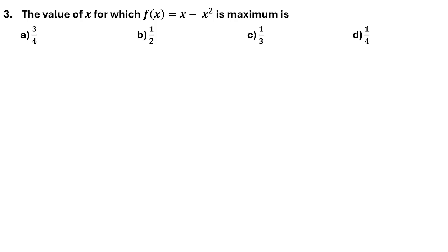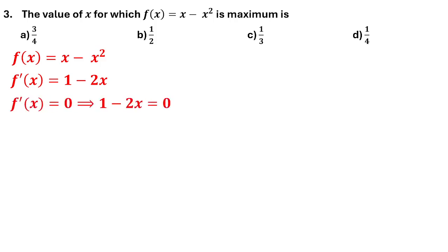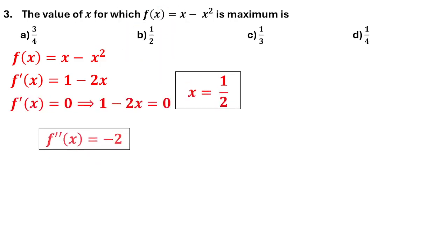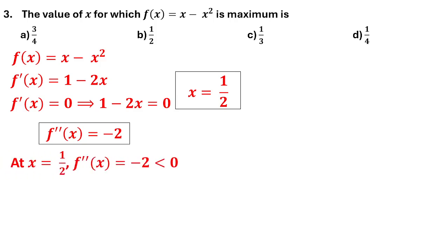Value of x for which f of x is maximum. Now we are finding the first derivative. We are equating it to 0. Then x is equal to 1 by 2. We are getting only one critical point. Now we are finding f double dash of x. It is minus 2. Therefore, f double dash of x will always be less than 0 for any value of x.